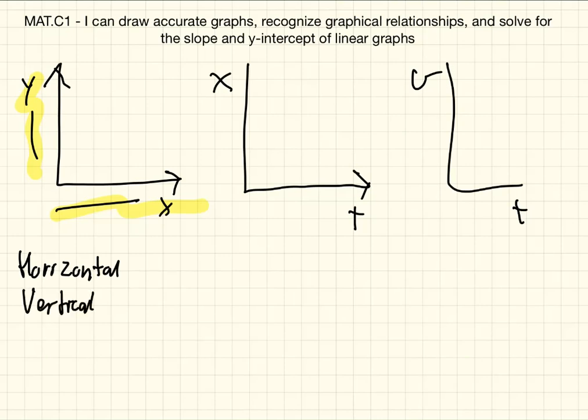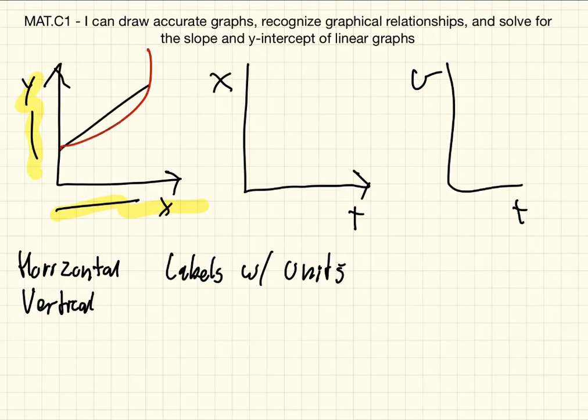Remember, every graph has to be labeled with the appropriate units. No labels, your graph doesn't mean anything. And we've already talked about the different types of graphical relationships, including linear relationships. We talked about quadratic relationships, and we'll see some more relationships as we go. But the thing I really want to focus on in this video is thinking about the slope and the y-intercept of linear graphs. So let's start with a concrete example.